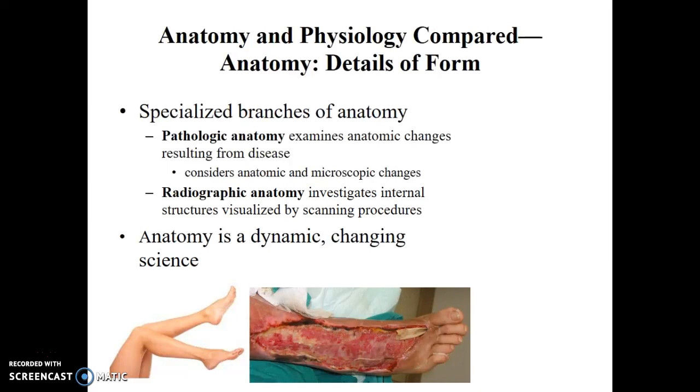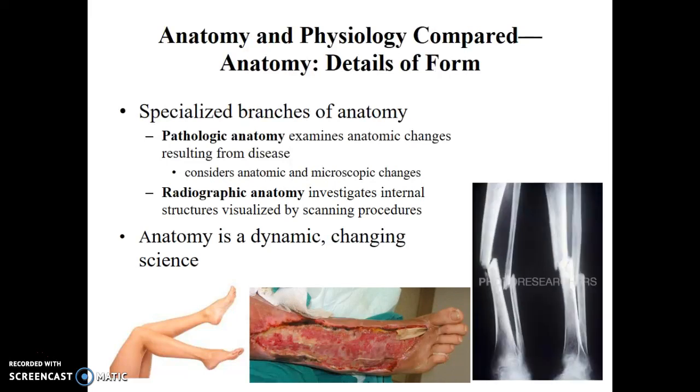We can look at radiographic anatomy, where we're taking x-rays or MRIs of a structure, and then we are seeing how they differ from the healthy structure. So here we have the healthy legs, and then when we have legs that are broken, you can actually see those broken bones in an x-ray, and then we can fix them.